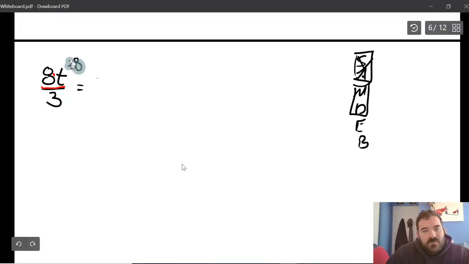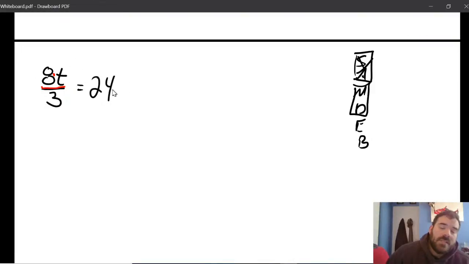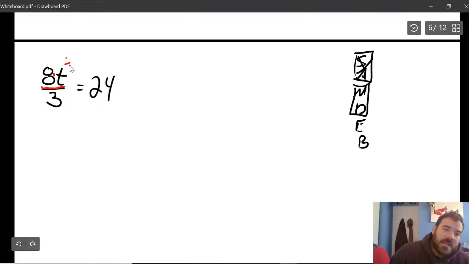Oh, I didn't make it equal to anything. So let's restart. Let's make this expression equal to something. So 8t over 3, let's make it 24. So I have t times 8 divided by 3. I'm going to divide by 8, because that's the opposite of multiplying by 8.